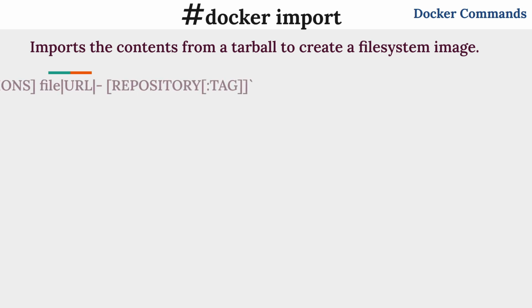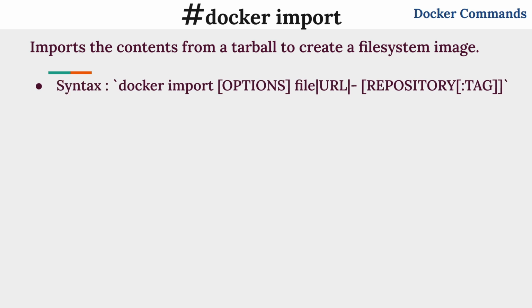Let's see the syntax. docker import [options] file|URL|- [repository[:tag]]. File, URL, or dash: the source tarball file or URL to import, or use dash to read from standard input, stdin. Repository, optional: the repository name for the new image. Tag, optional: the tag for the new image.